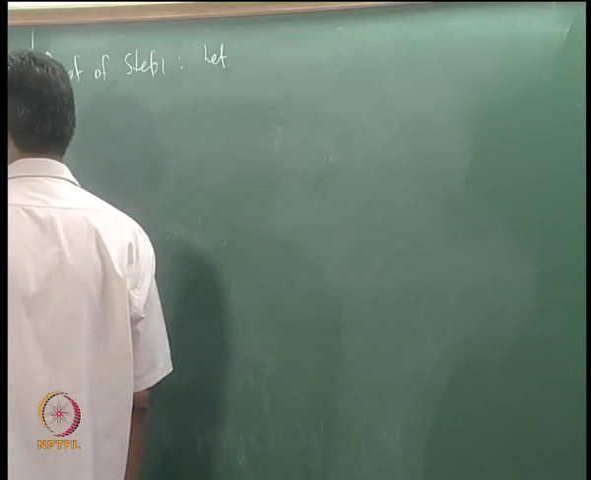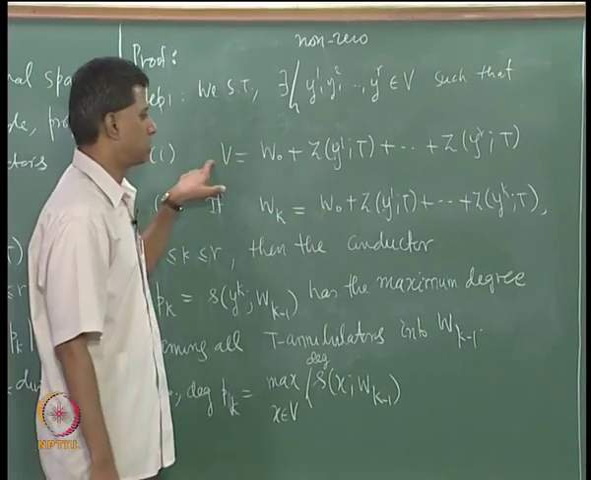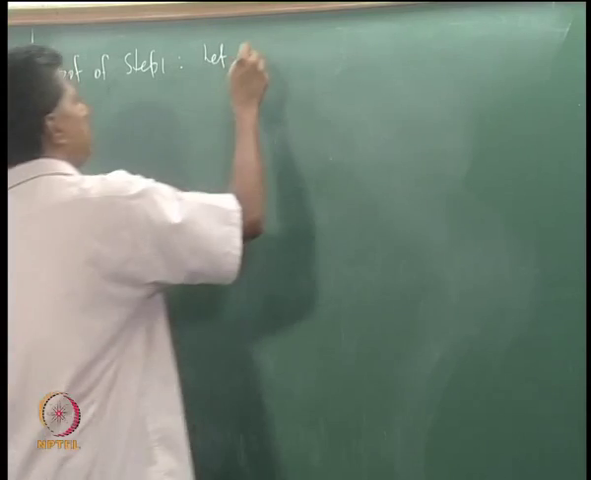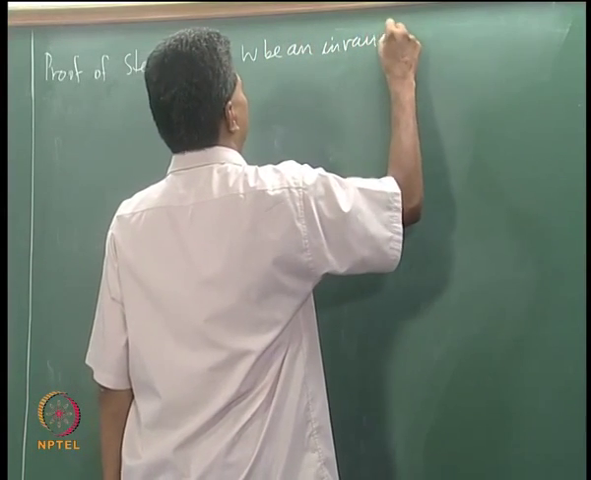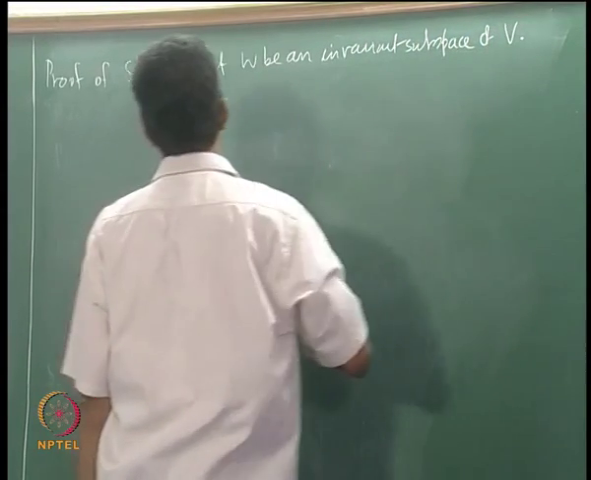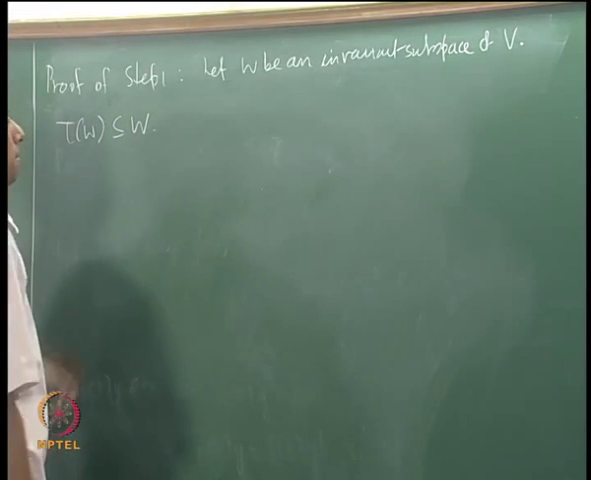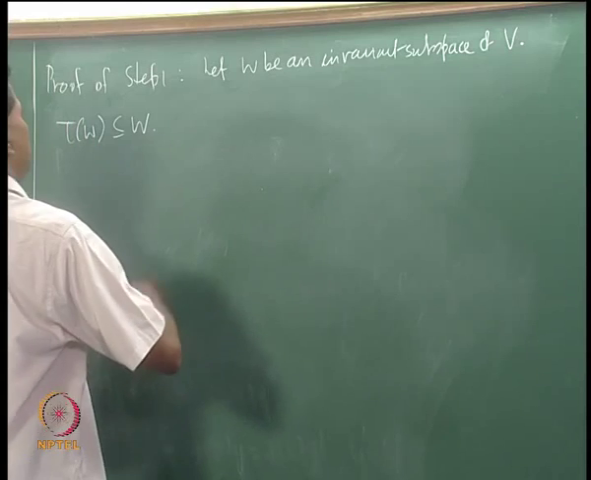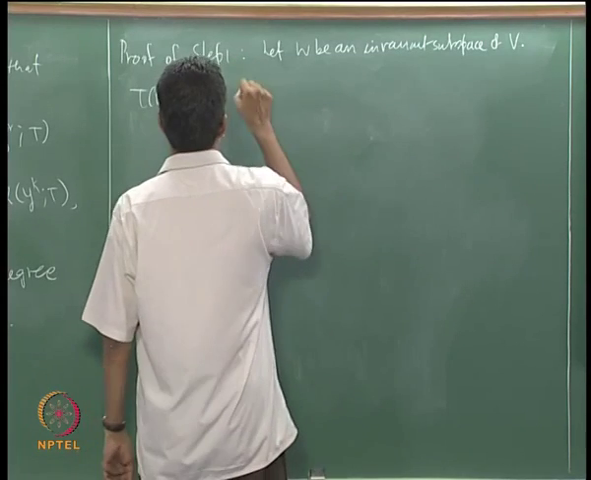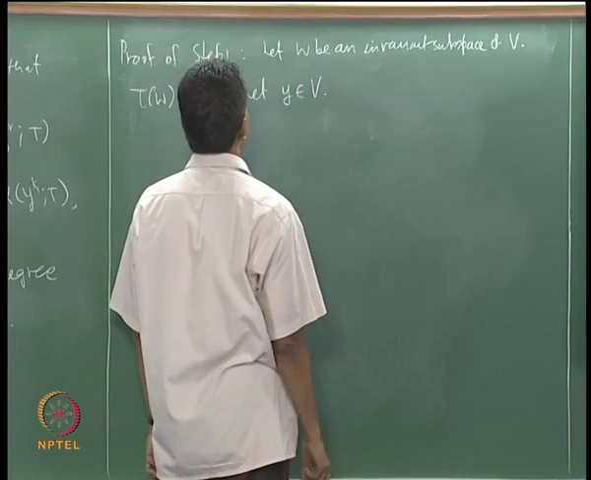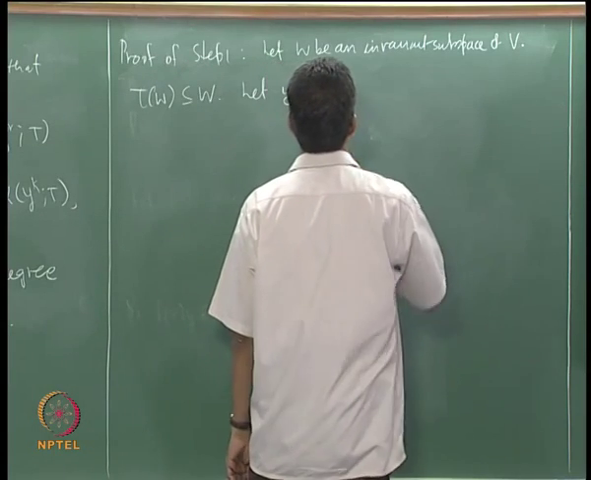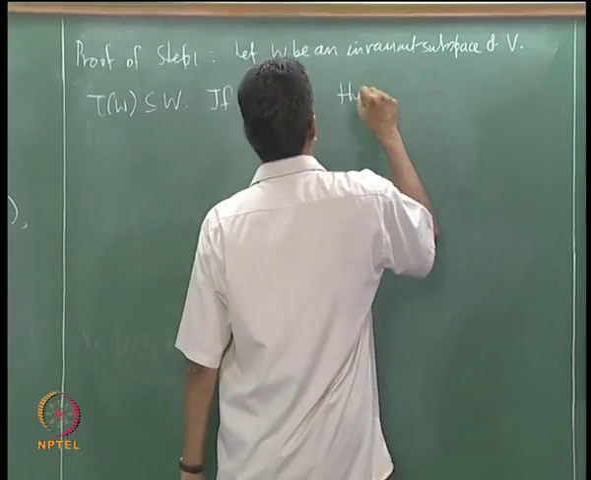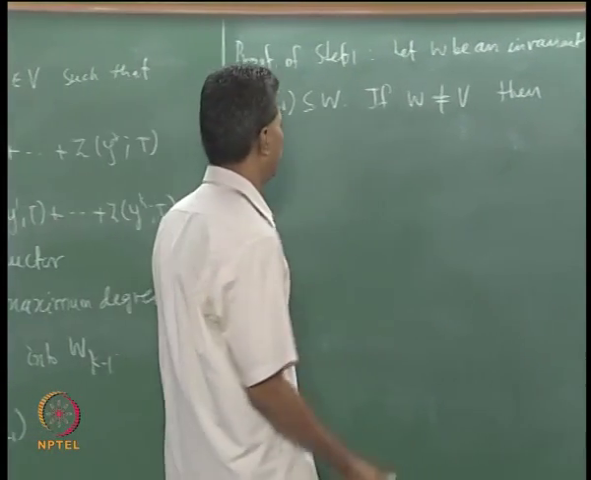I want to start with the invariant subspace W naught and then construct this V. I would rather start with an invariant subspace W and then apply W naught for that. Let W be an invariant subspace of V, that is T of W is contained in W. I take an arbitrary vector y in V. If W is a proper invariant subspace of V, then we have the following two inequalities.